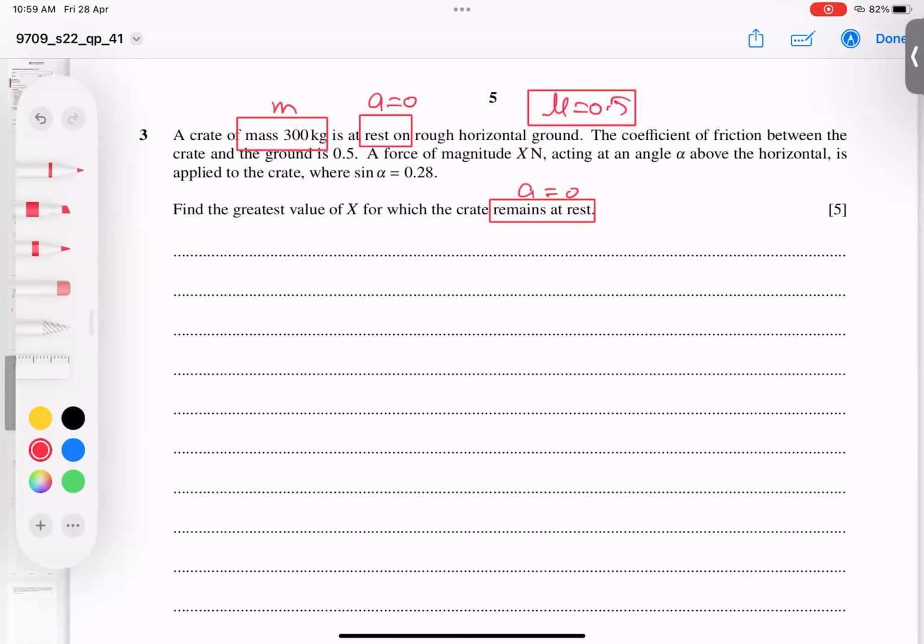This is called rating data. Very important. A force of X newtons acting at angle alpha above the horizontal. Very interesting. Look, I show you.